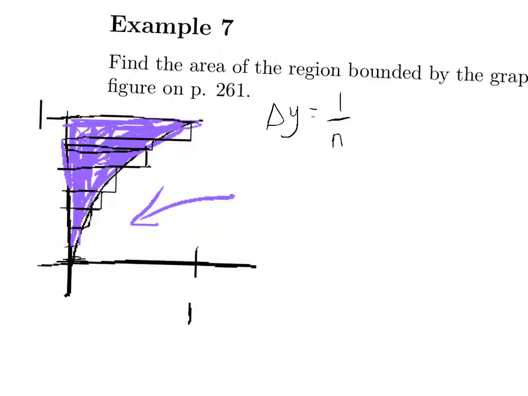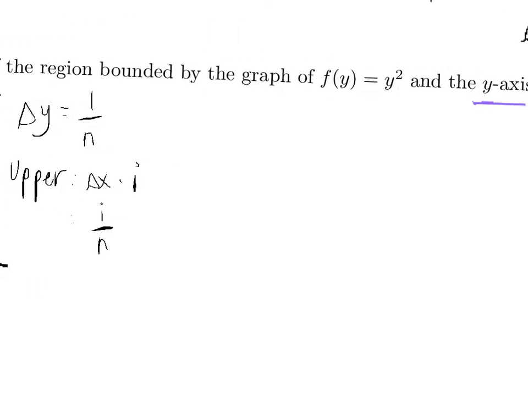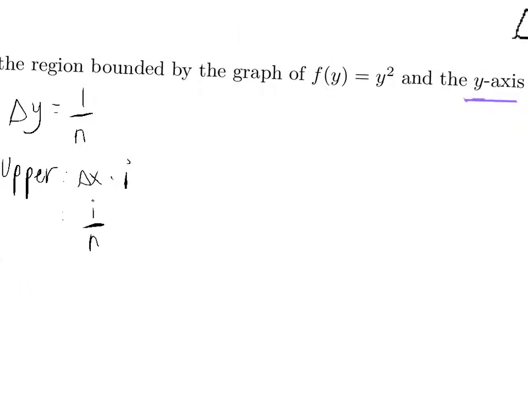So the easier ones to represent are the upper endpoints. The upper endpoints can be found the same way right endpoints are found, delta y times i. So in this case, they are i over n. If we plug those into our function, we'll be able to find what we need.